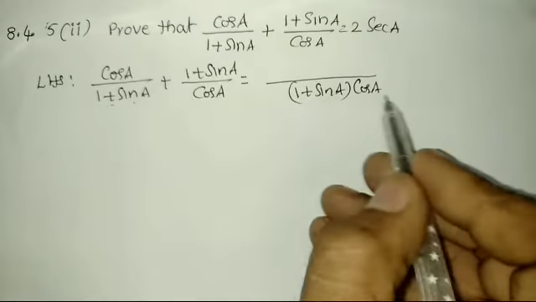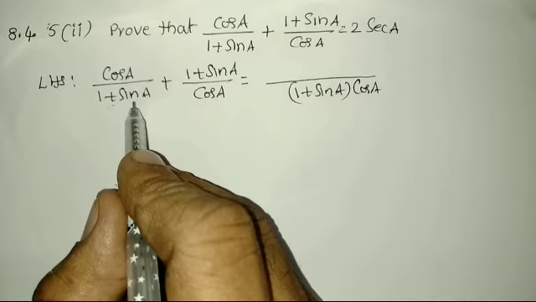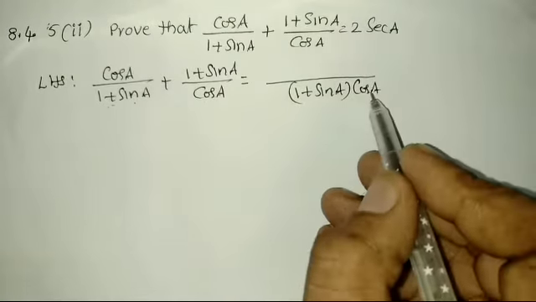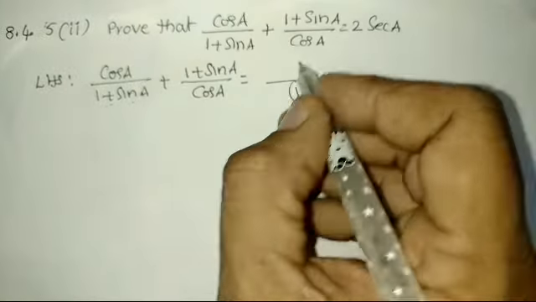Now we divide the LCM by this denominator 1 plus sin A. And if you divide this LCM by 1 plus sin A, we get cos A as quotient. Cos A into cos A, cos square A.